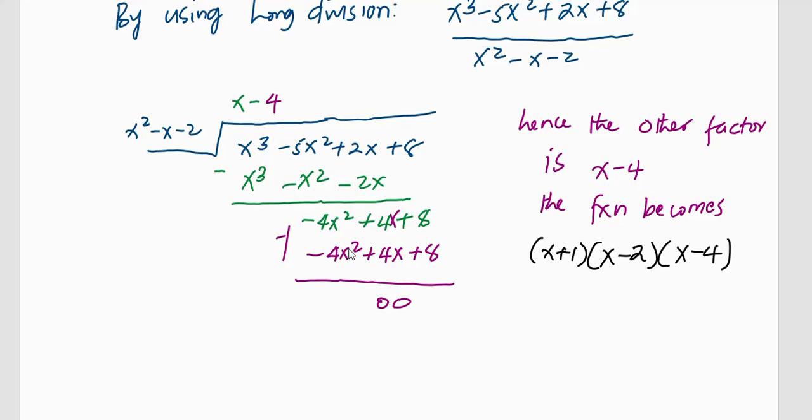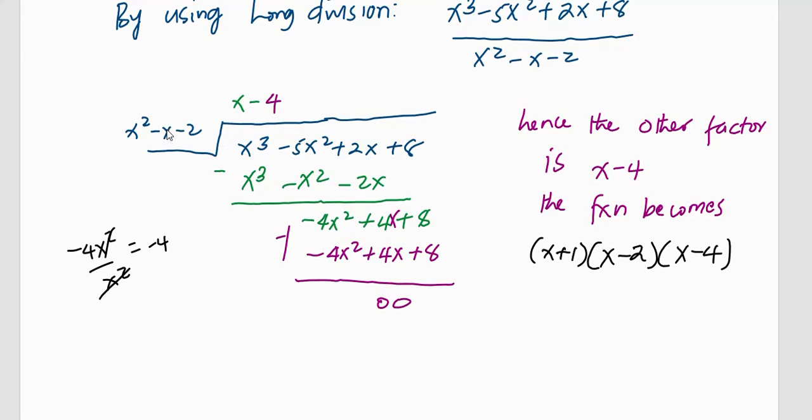Plus 8 minus 0 remains 8. I once again find that this can divide by this again, so I get minus 4x squared divided by x squared. I'll have minus 4. Minus 4x squared divided by x squared, I can cancel this and that, and I have minus 4. So I put here minus 4.